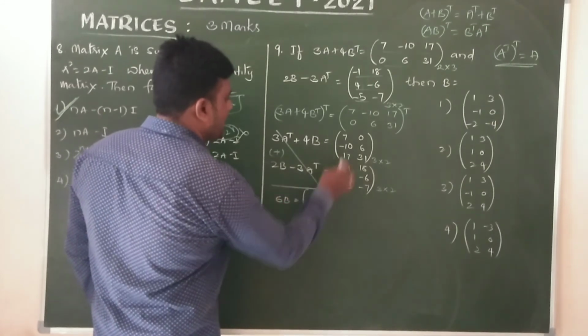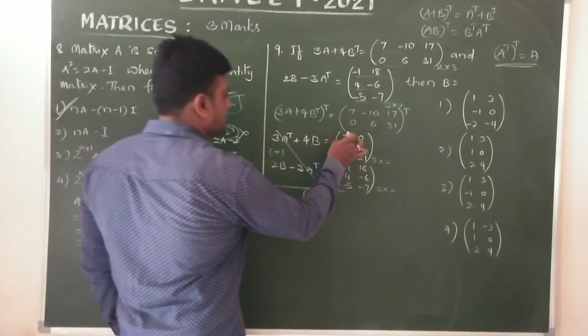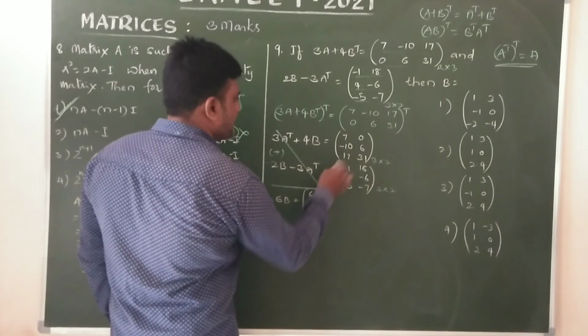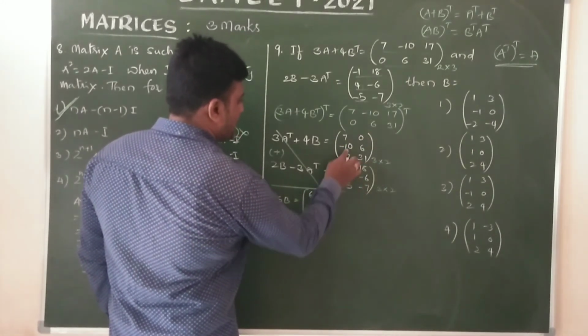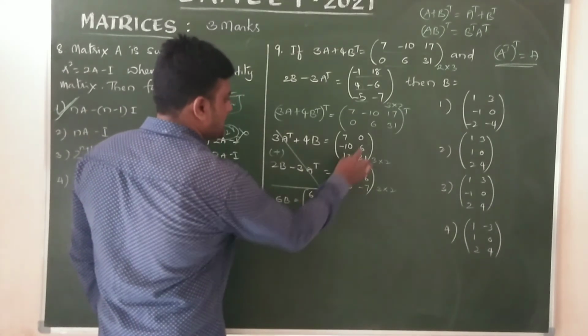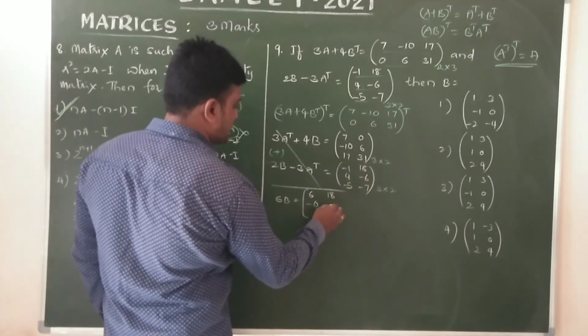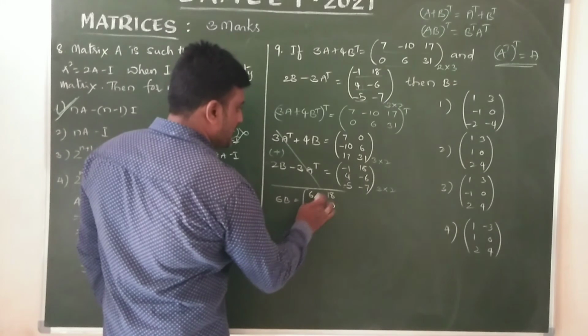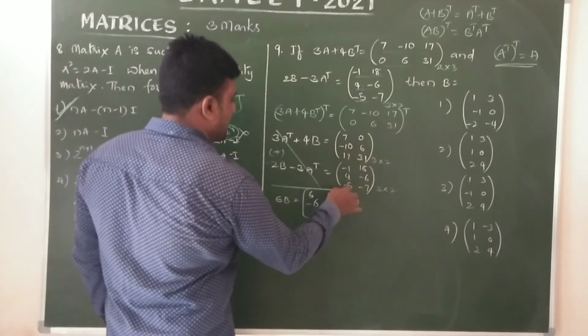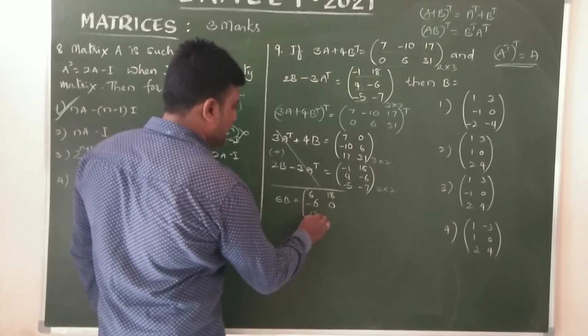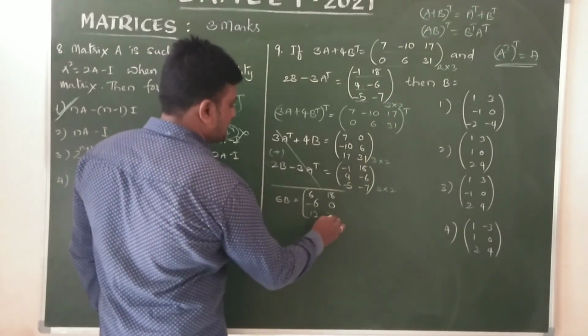Adding all corresponding elements: 7 minus 1 is 6. 0 plus 18 is 18. Minus 10 plus 4 is minus 6. 6 plus minus 6 is 0. Minus 10 minus 5... it is minus 6 in the next entry. 17 minus 5 should be 12. 31 minus 7 is 24.